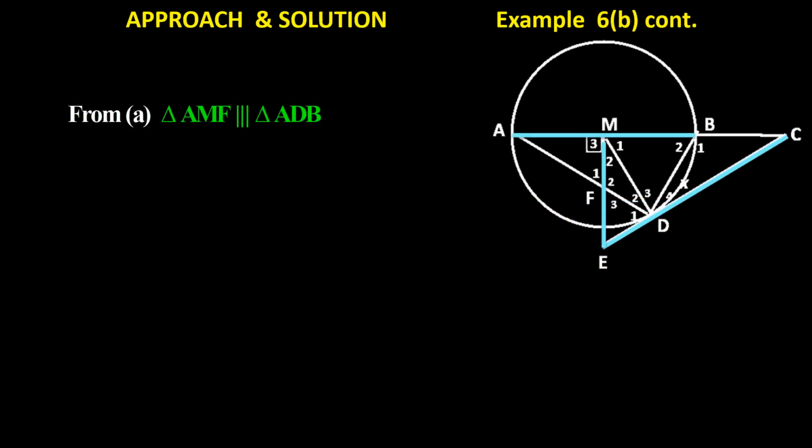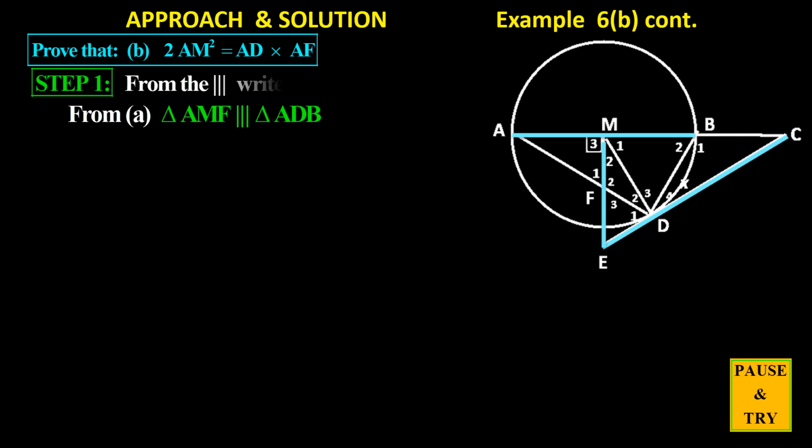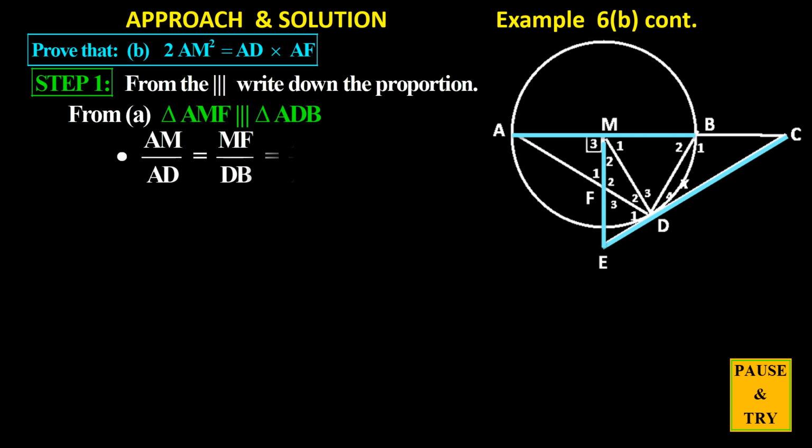Now let's look at the second part of the question, 6b. There again we have our diagram, and this is what we have to prove: 2AM squared equals AD times AF. Now, we've just proved similarity. So from the similar triangles, what can we get? We can get the proportion. And the proportion from the similar triangles is AM over AD is equal to MF over DB is equal to AF over AB.